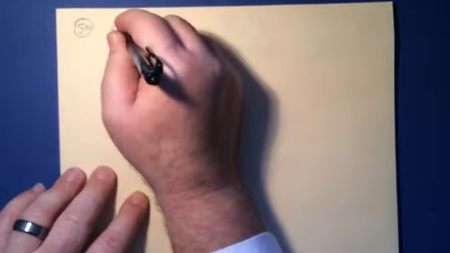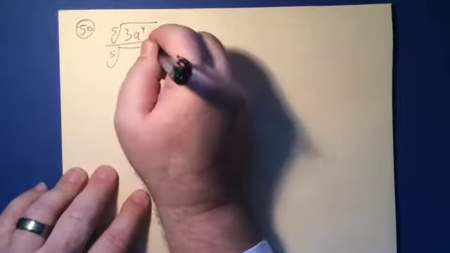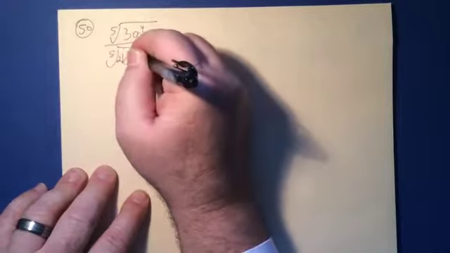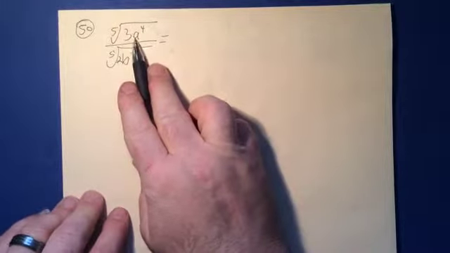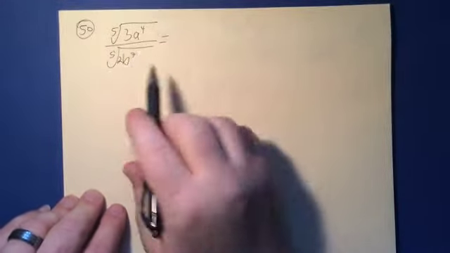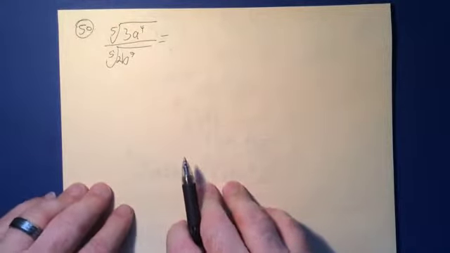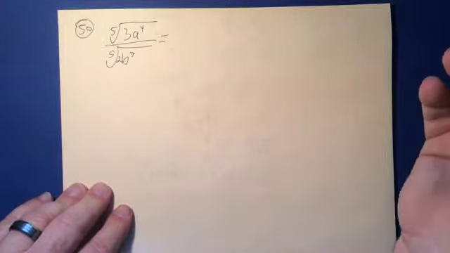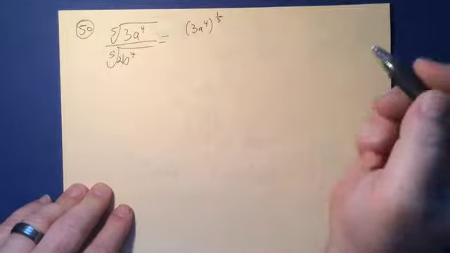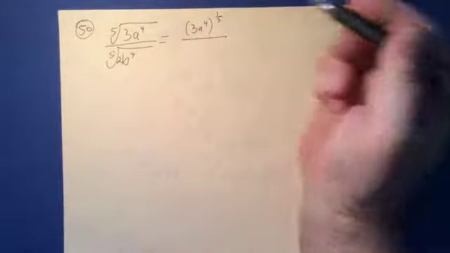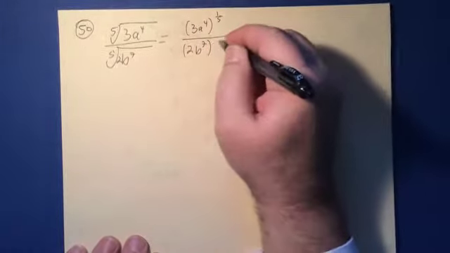This is going to be the fifth root of 3a to the fourth divided by the fifth root of 2b to the seventh. So I'm going to go ahead and, well, we don't worry about what's at the top here so much. What I'm going to do when I write this here, since I have the fifth root here, is I'm going to just write this out a little bit. I'm going to write this as 3a to the fourth to the 1/5 over the quantity of 2b to the seventh to the 1/5.